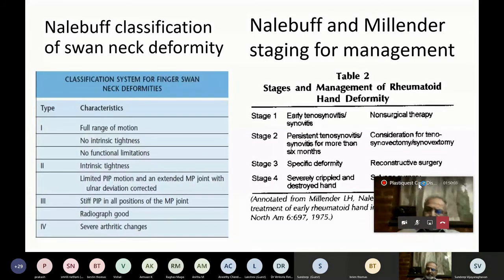What splint do you give normally? For 4 weeks we will give a volar extension splint. Like a volar plus extension splint. Volar extension splint, sir. What is that extension splint? What do you mean by extension? Give a volar splint in DIP joint extension. DIP joint extension, sir. Okay.